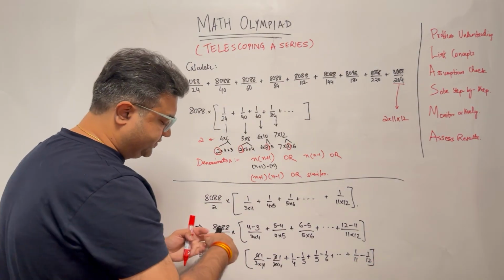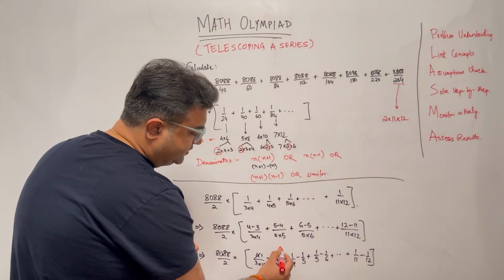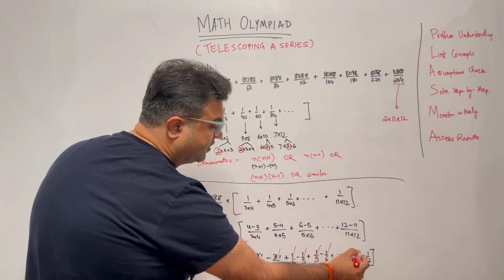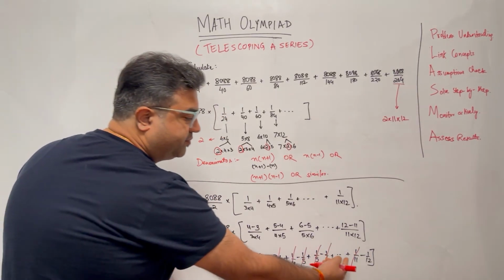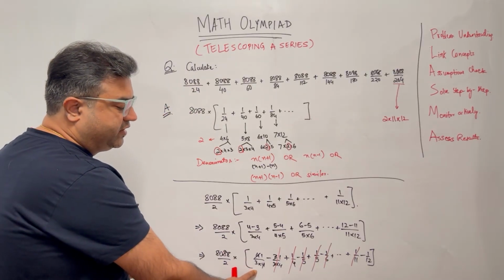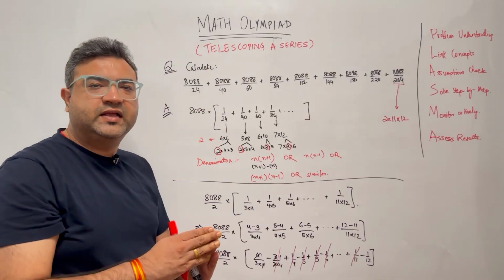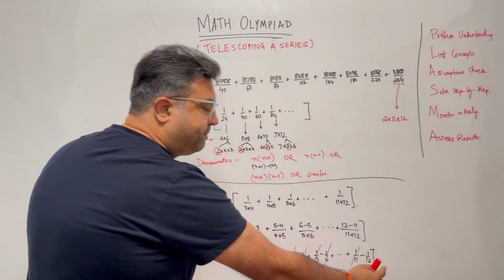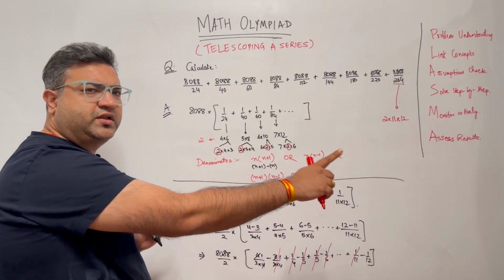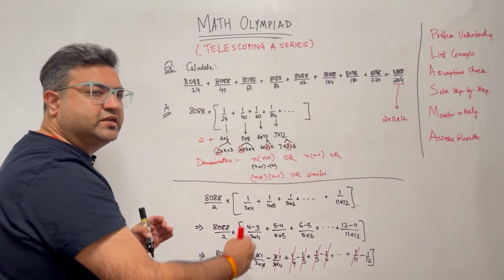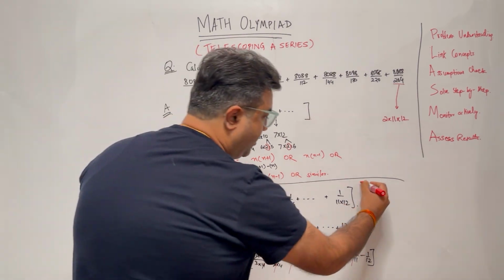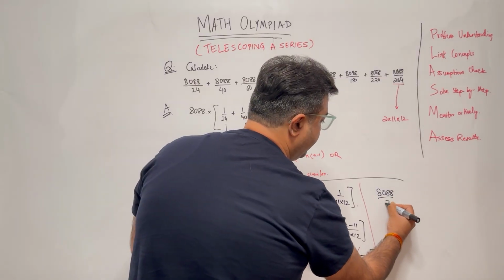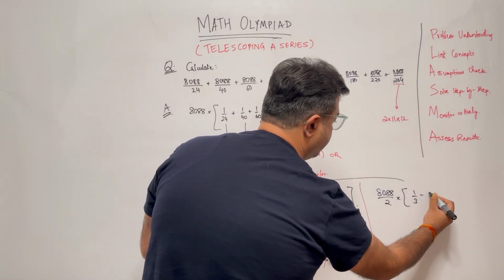So what happens here is this term cancels with this term, cancels with this term, and then all the way up to this term, it will cancel with the previous 1 over 11. So we are now left with the first term and the last term. That is what we call telescoping a series. We have eliminated all the things. We have shrunk it such that now we only have 8088 divided by 2 multiplied by 1 by 3 minus 1 by 12.